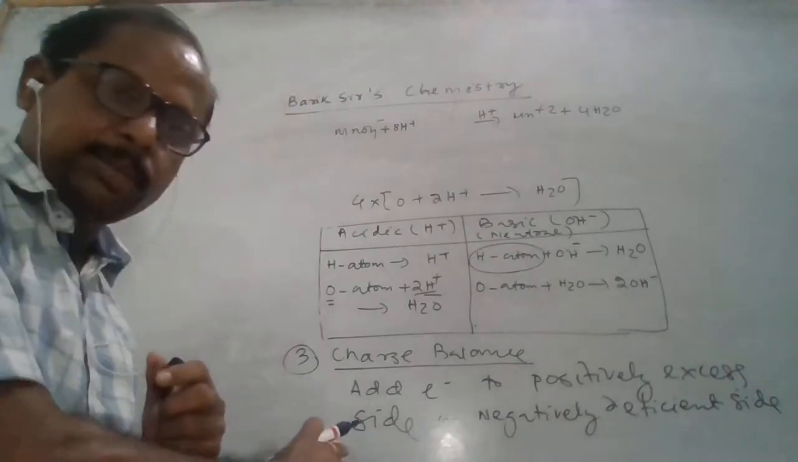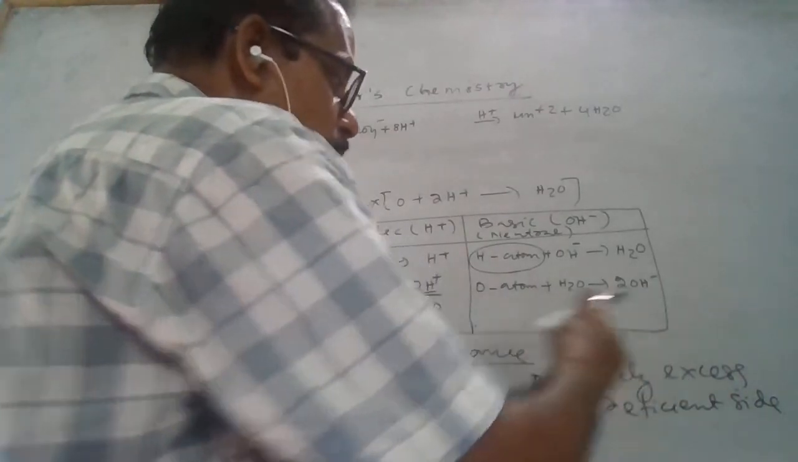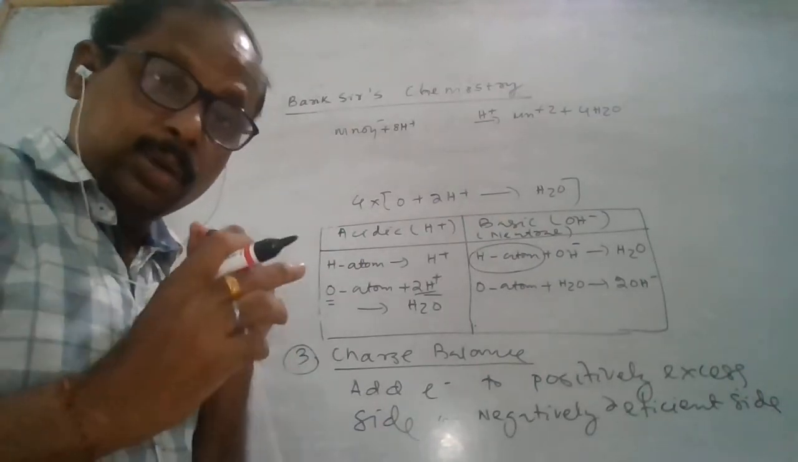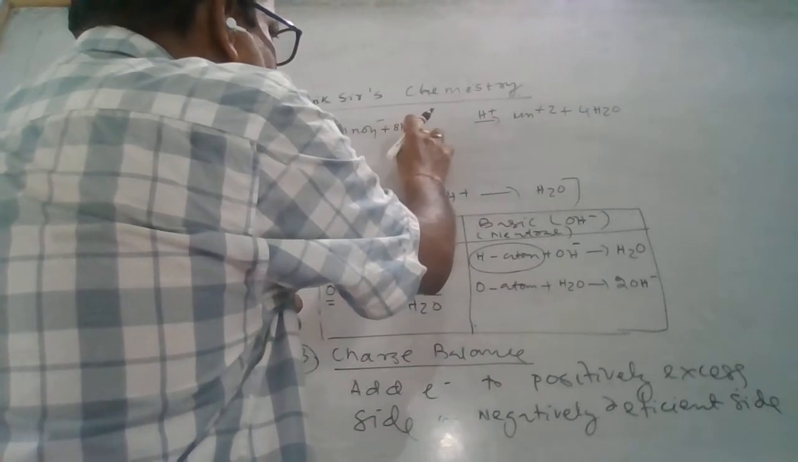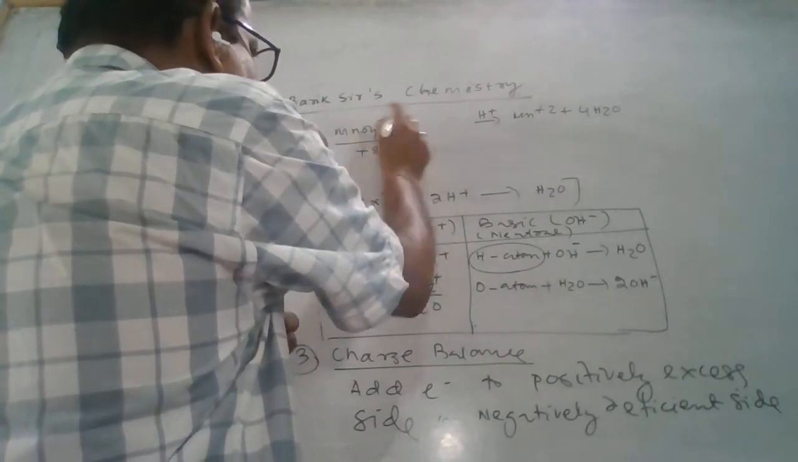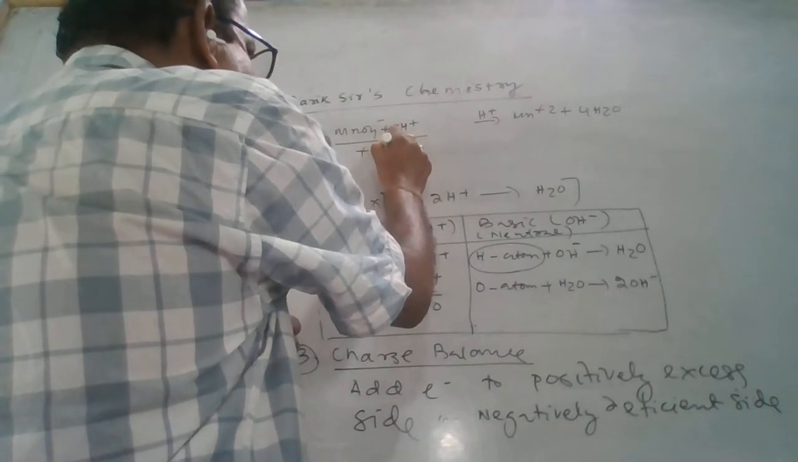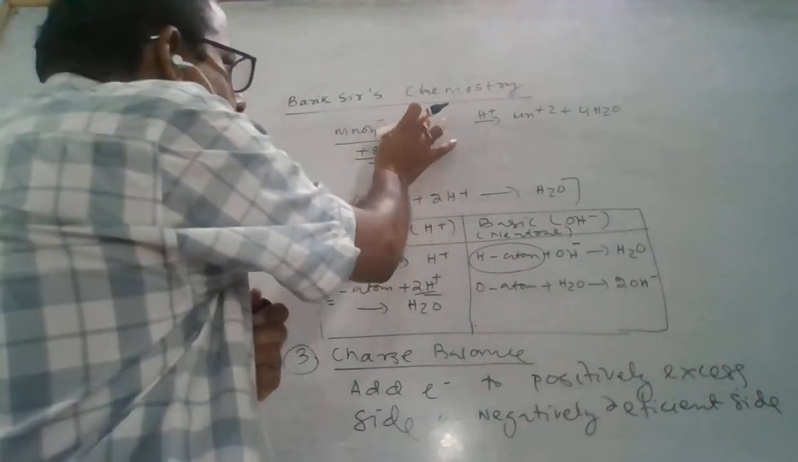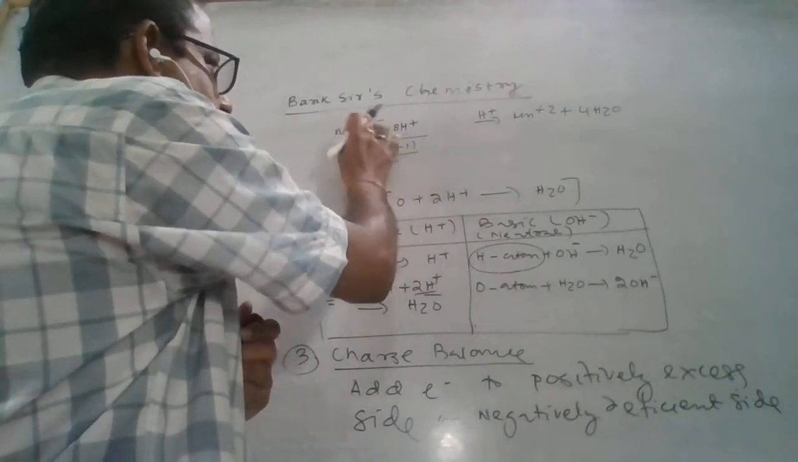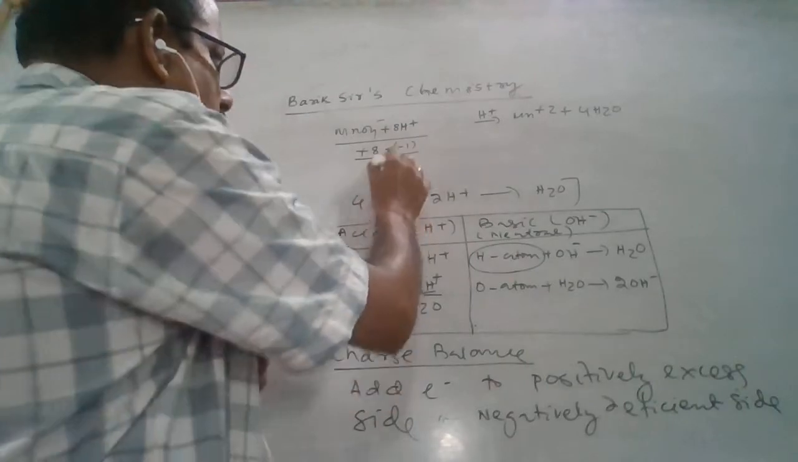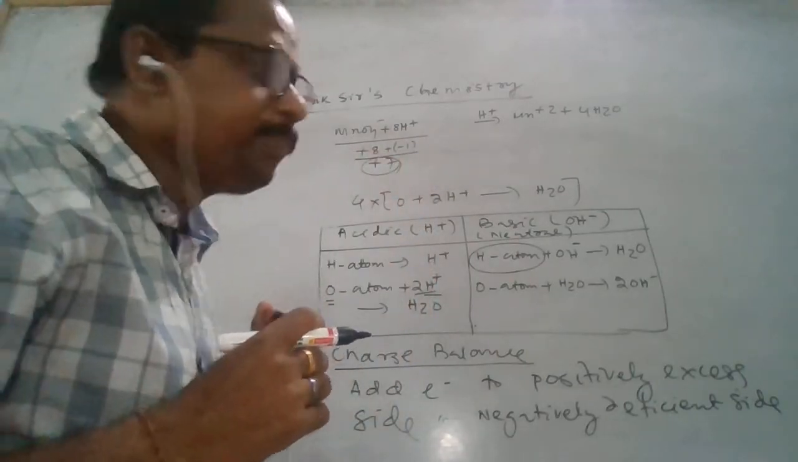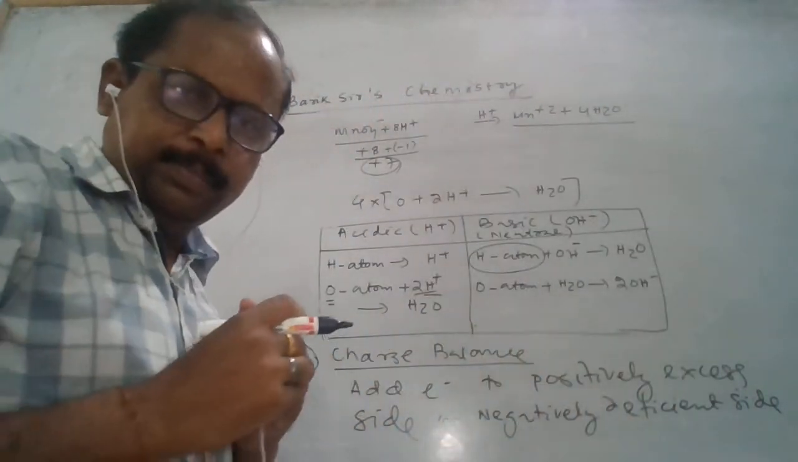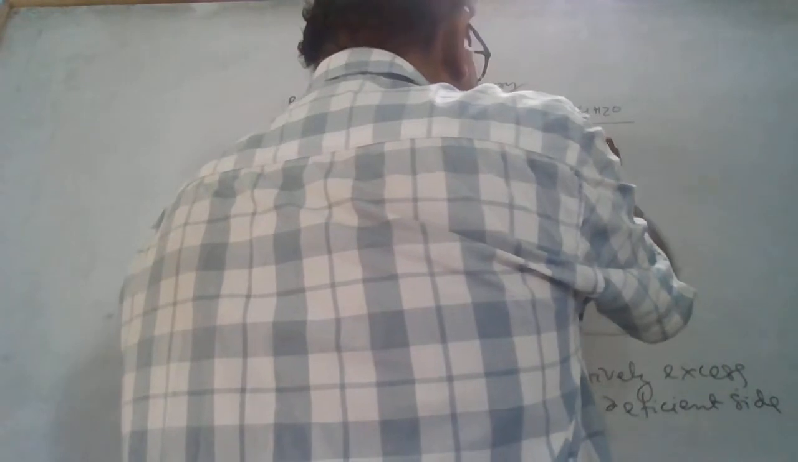So what is the concept of the charge balance? You see, it is written here: add electron to the positively excess side. The side which contains more positive charge, you have to add electron to that side. This side charge is 8 positive charge and 1 negative charge. 8 H plus means 8 positive charge, MnO4 minus means 1 negative charge. The net charge will be plus 7. But the other side, only plus 2 charge is there.